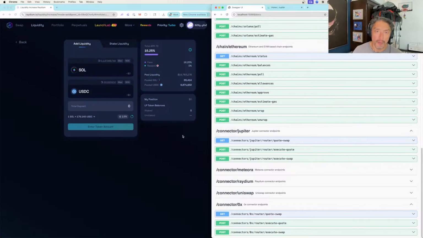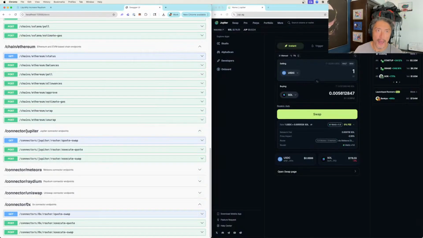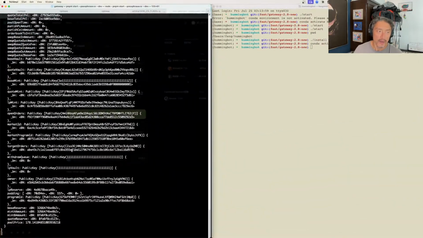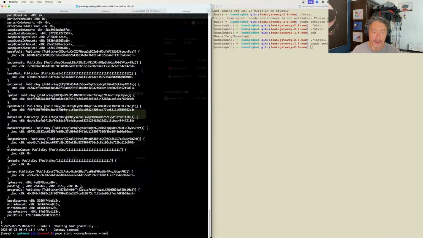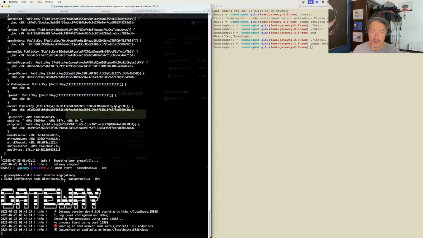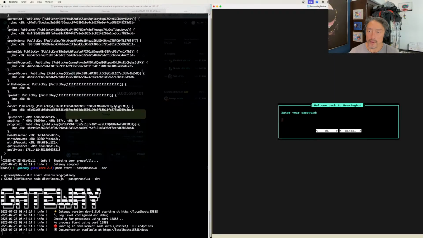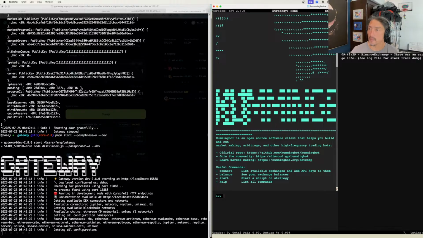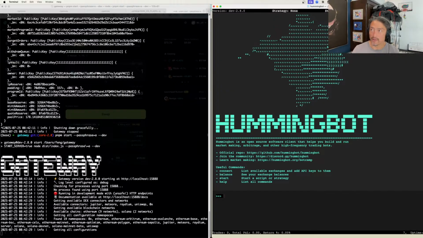I'm going to assume that you have this up and running, so you have this gateway running here that I just showed you. Once again, we can start gateway with pnpm start --passphrase --dev. And over here, if you've done that and you start Hummingbot, you should be able to see gateway loaded now. There we go, so we can see that we have a gateway online.